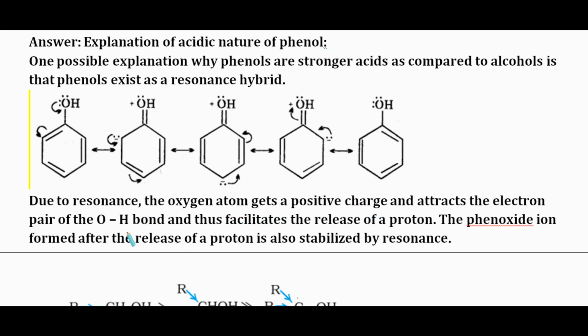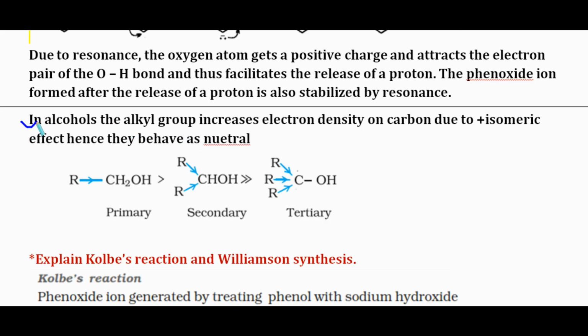Due to resonance the oxygen atom gets a positive charge and attracts the electron pair of the OH bond and thus facilitates the release of proton. The phenoxide ion formed after the release of proton is also stabilized by the resonance. Now, in alcohols, the alkyl group increases electron density on carbon due to positive inductive effect. Hence, they behave as neutral.